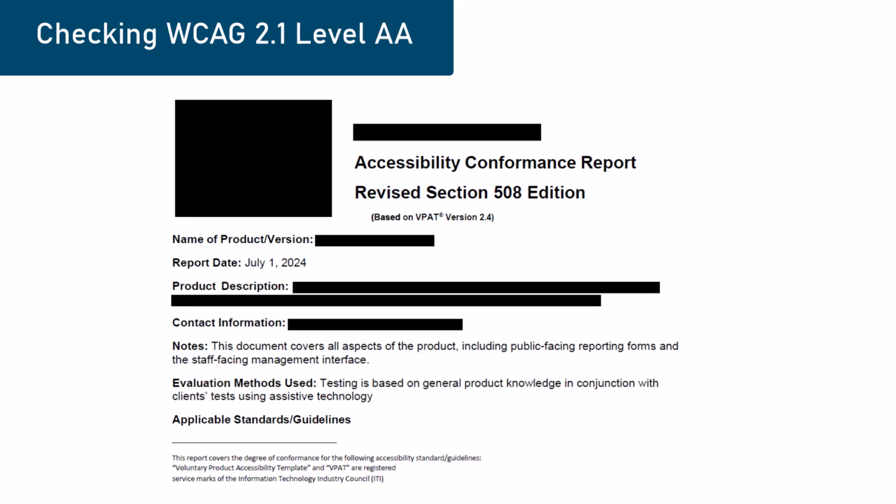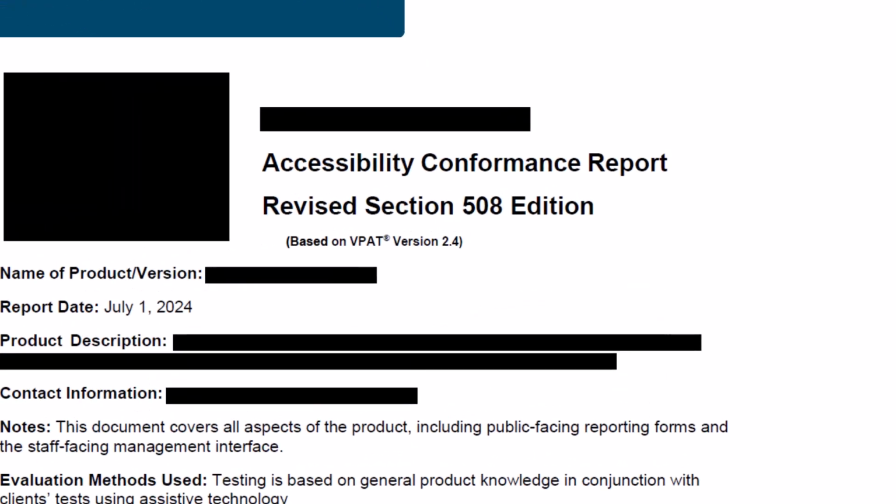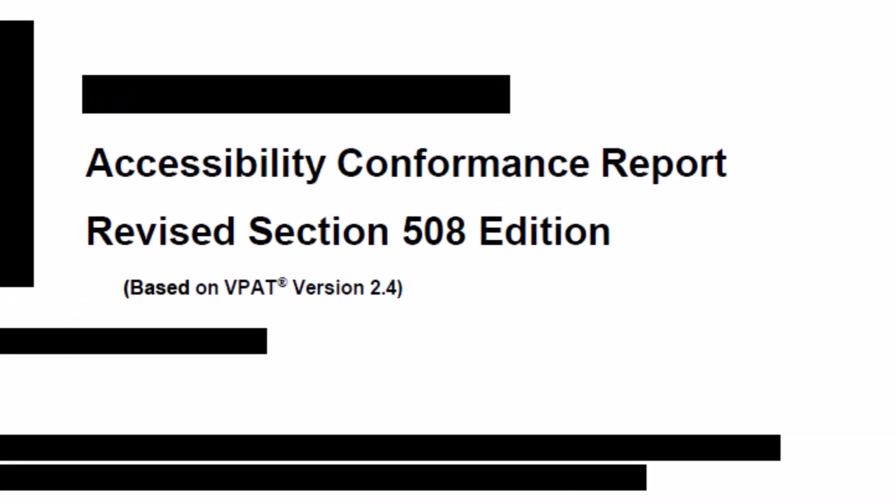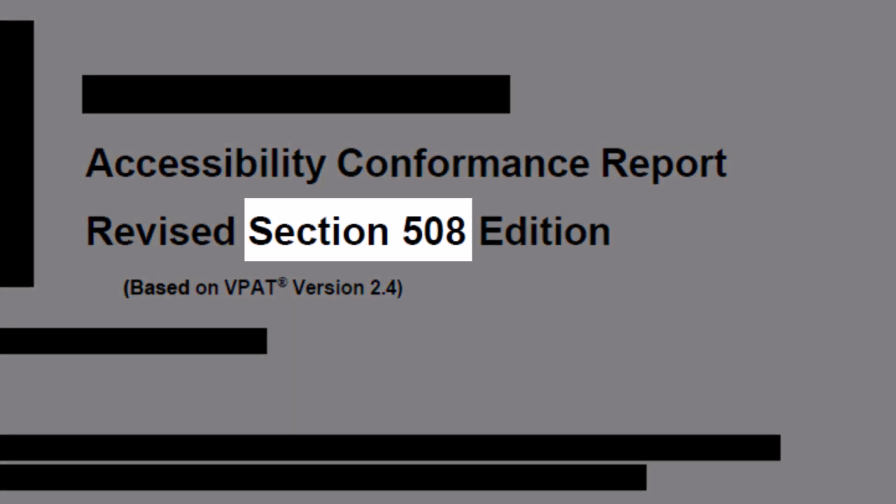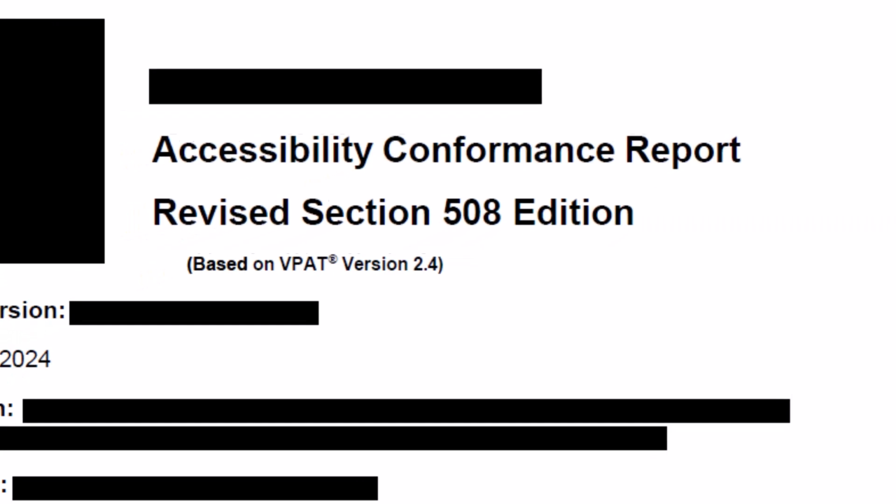Here is an example VPAT with product information redacted. The title is Accessibility Conformance Report Revised Section 508 Edition. Section 508 is a red flag because Section 508 only requires WCAG 2.0 while we need WCAG 2.1.